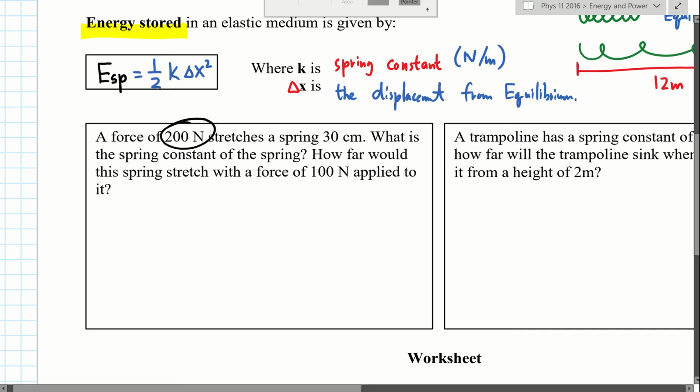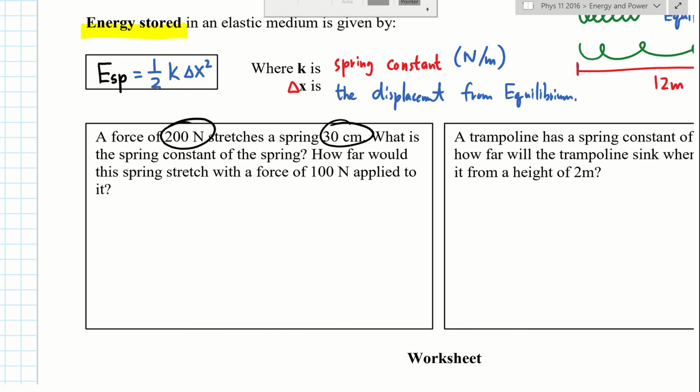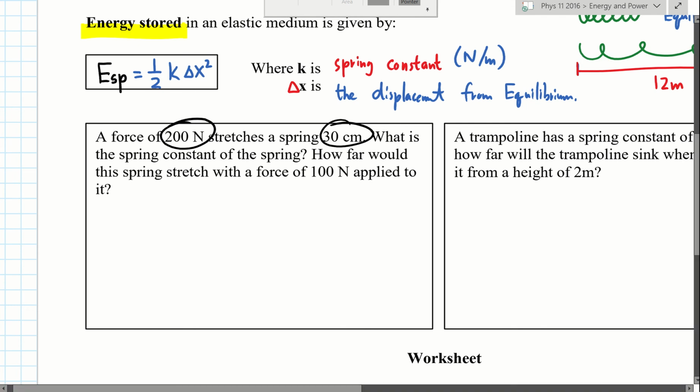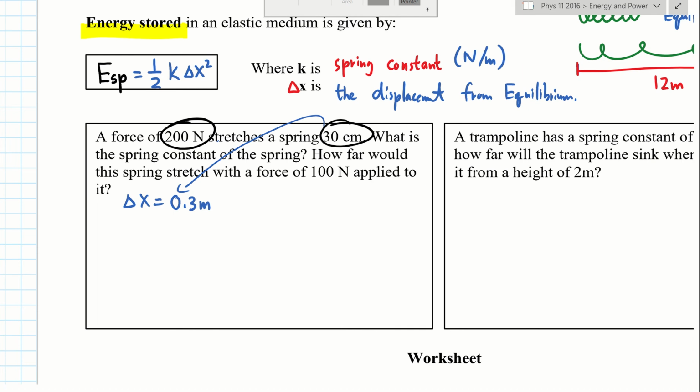A force of 200 Newton stretches a spring 30 centimeters. What is the spring constant of the spring? How far would this spring stretch with a force of 100 Newton applied to it? First of all, we see 30 centimeters. The spring stretches 30 centimeters, so this 30 centimeters is a change in length, but we have to do it in meters. So 0.3 meters, right?